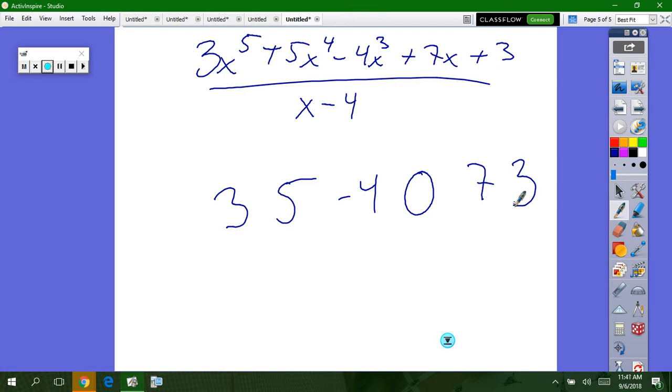Okay, so when I divide this, what is it going to come down in terms of? When I'm done, what is this going to be in terms of? X to the fourth, because I'm coming down 1 degree. Why am I coming down 1 degree? Because this is a linear binomial, and how many times does it take x to get into 3x to the fifth? 3 times, right? 3x to the fourth. Hence why you bring him straight down.